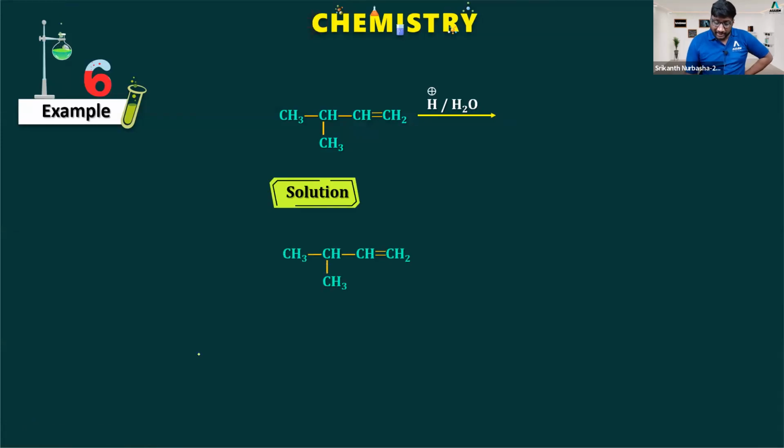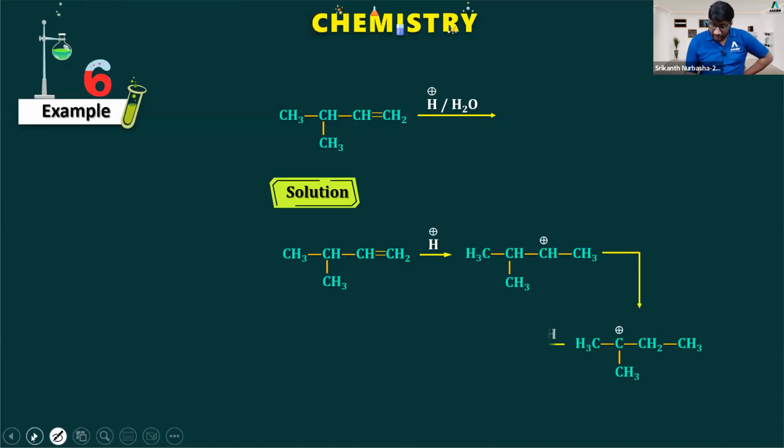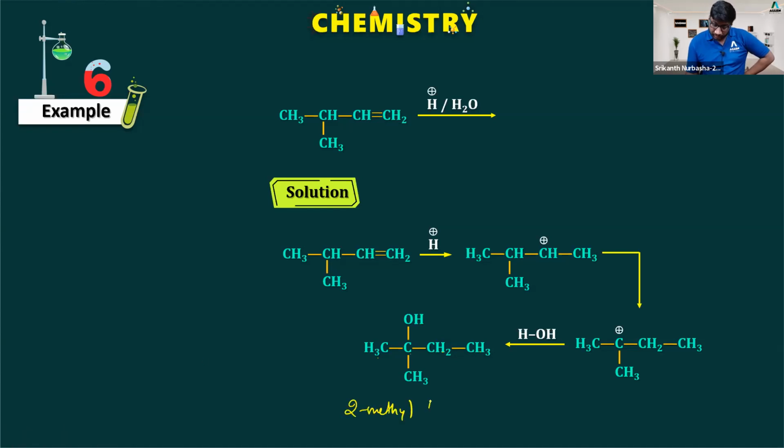The pi electron attacks H plus, we form a carbocation. The hydride shift is going to happen, generating a more stable carbocation. Now H2O acts as a nucleophile and attacks. You get OH2 plus, loss of H plus occurs to get the alcohol. So 1, 2, 3, 4. On the second position you have methyl: 2-methyl butan-2-ol.